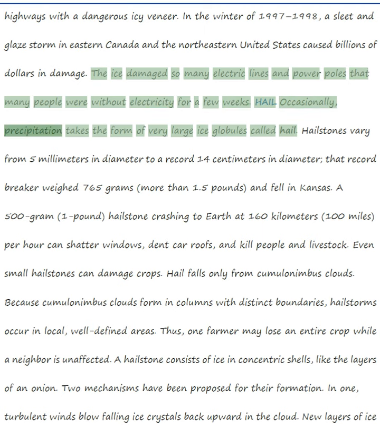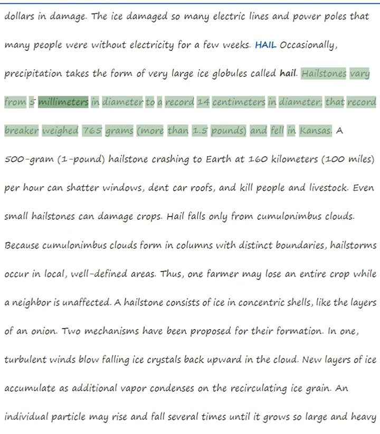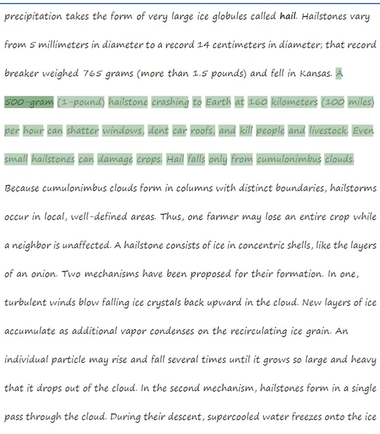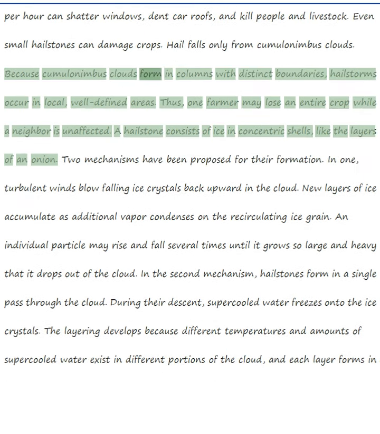Hail. Occasionally, precipitation takes the form of very large ice globules called hail. Hailstones vary from 5 mm in diameter to a record 14 cm in diameter. That record breaker weighed 765 grams and fell in Kansas. A 500-gram hailstone crashing to Earth at 160 km/h can shatter windows, dent car roofs, and kill people and livestock. Even small hailstones can damage crops. Hail falls only from cumulonimbus clouds. Because cumulonimbus clouds form in columns with distinct boundaries, hailstorms occur in local, well-defined areas. Thus, one farmer may lose an entire crop while a neighbor is unaffected.